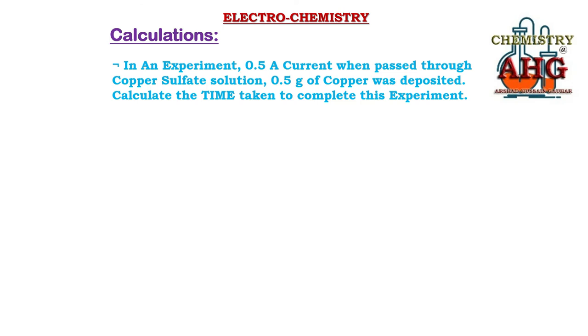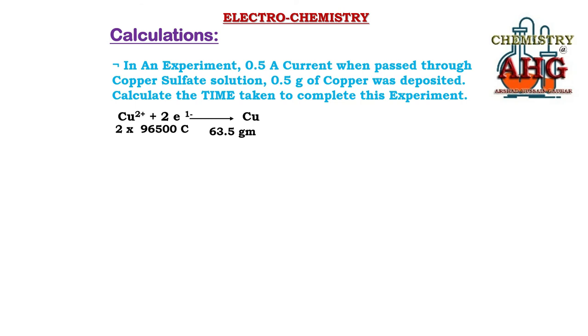In this case, we cannot use Q is equal to It as step one. We will have to write a balanced equation. First of all, copper, its most common oxidation state is 2 positive. So you can see from this chemical equation what relationship you can make. Since there are 2 moles of electrons, you can write 2 into 96,500 coulombs, and it is equal to 1 mole of copper, and the mass of 1 mole of copper is 63.5 grams.